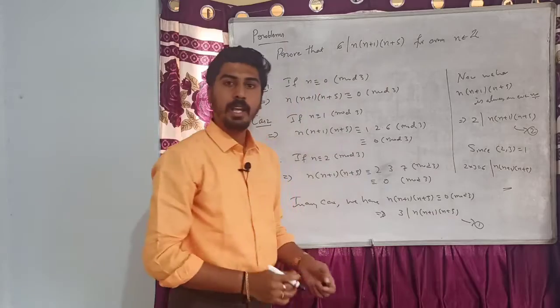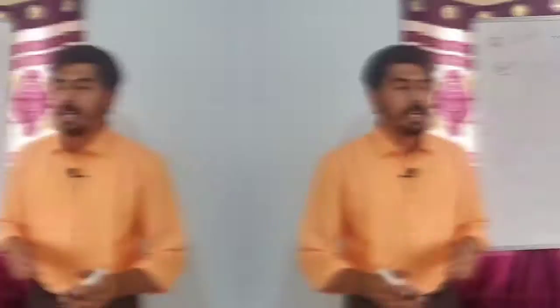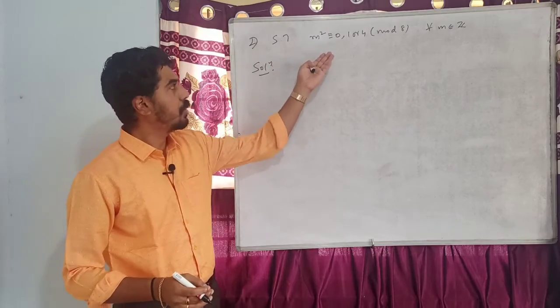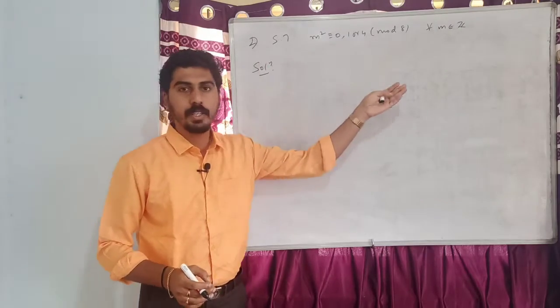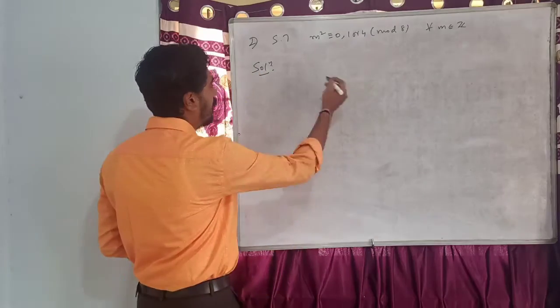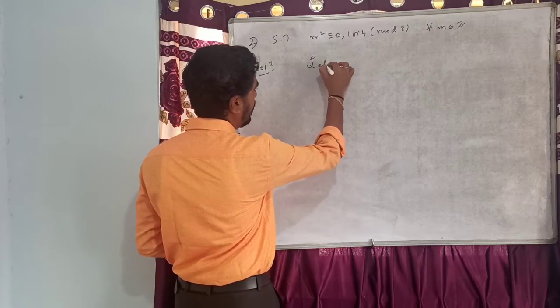Okay. Hence the proof. Consider the next problem. Show that m square is congruent to 0, 1 or 4 modulo 8 for every integer m. To prove this, let m belongs to Z.